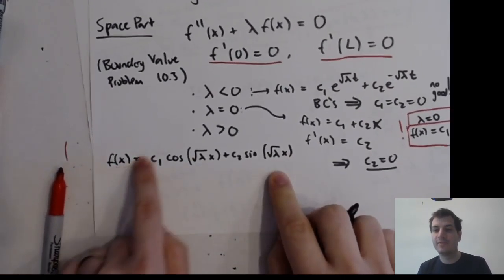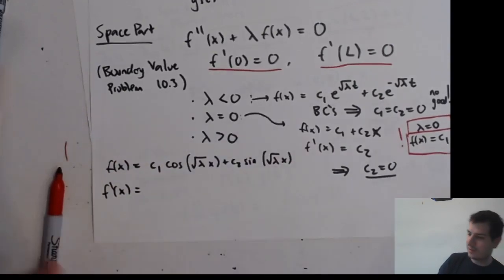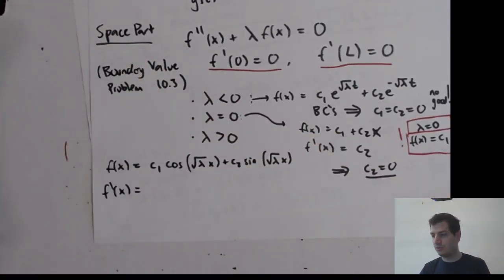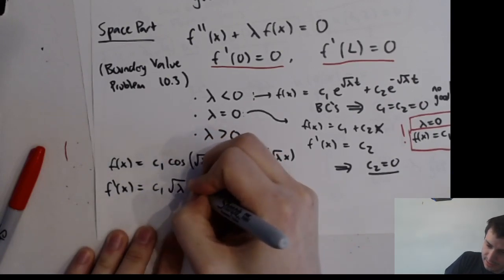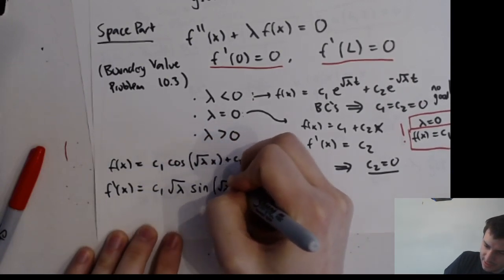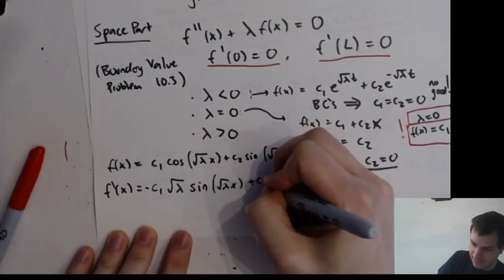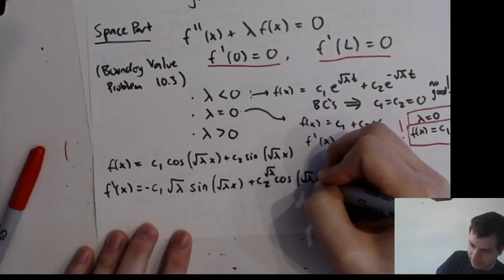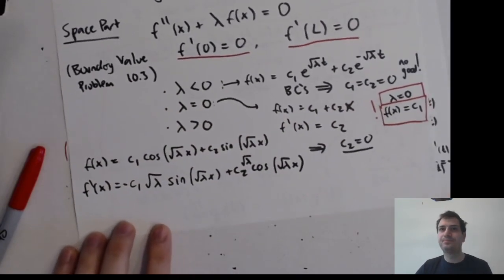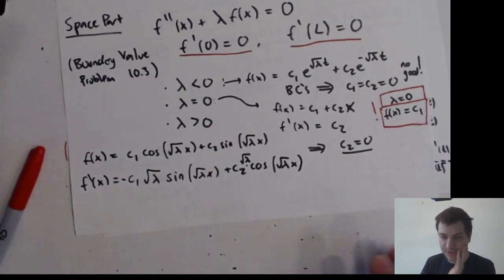That's f. The boundary conditions depend on f prime, so I'm going to do f prime here. F prime of x is going to be a combination of sine and cosine again. c1 square root of lambda sine of square root of lambda x, maybe with a minus sign. And the other one is going to be c2 square root of lambda cosine of square root of lambda x. So I just did the derivatives here.